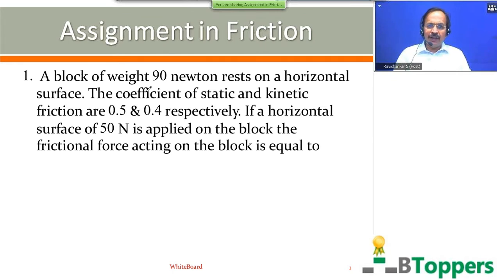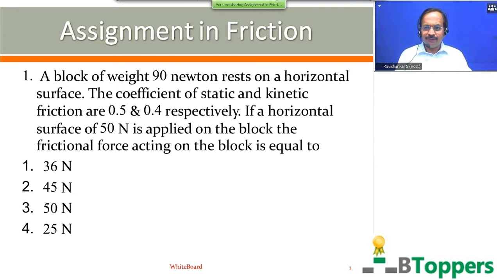A block of weight 90 Newton rests on a horizontal surface. The coefficients of static and kinetic friction are 0.5 and 0.4 respectively. If a horizontal force of 15 Newton is applied on the block, the frictional force acting on the block is equal to. So I am showing 4 options on screen. Come on, try to answer the question.